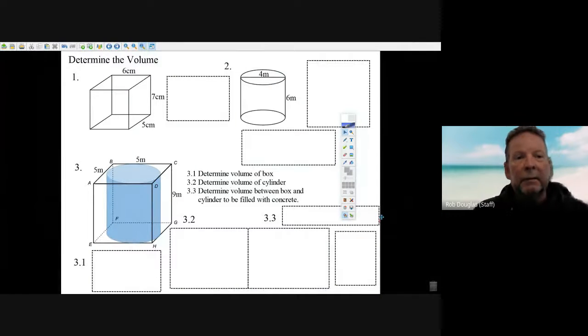Okay, we're going to go over the volume quiz. Let's just try the first question. It says determine the volume of this rectangular prism, this box here.